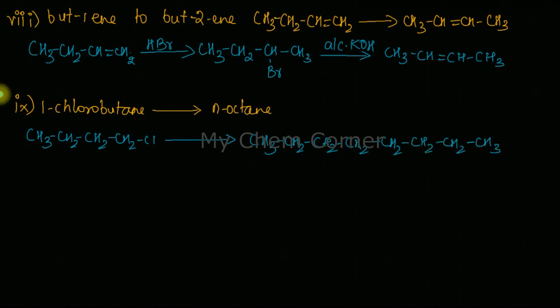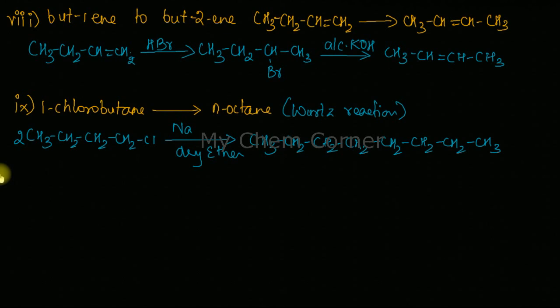That's my octane chain. I have 1, 2, 3, 4, 5, 6, 7, 8. This is my n-octane. It's clear that I have 4 carbons in the reactant, and double the number is going to be my product. So I'm just going to take 2 of this in the presence of sodium and dry ether. This is a very simple Wurtz reaction. Alright, this is a Wurtz reaction. Very simple one. It's just doubling my alkane chain.